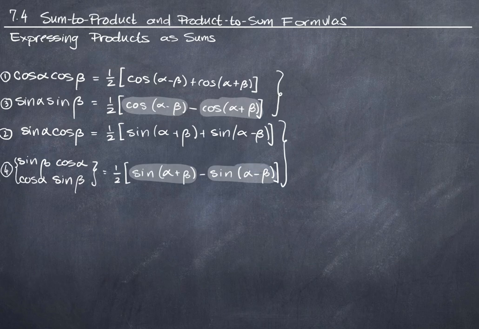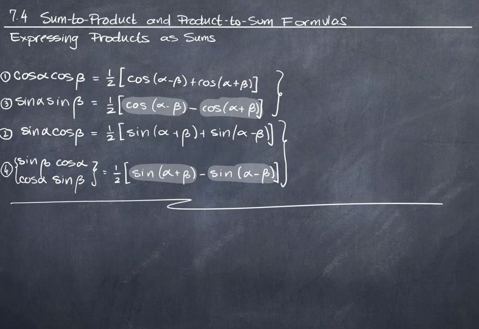So for me, to make it easier to remember: the product of two cosines and the product of two sines are the sums of cosines, and the product of a sine and a cosine, or a cosine and a sine, are the sums or differences of two sines.